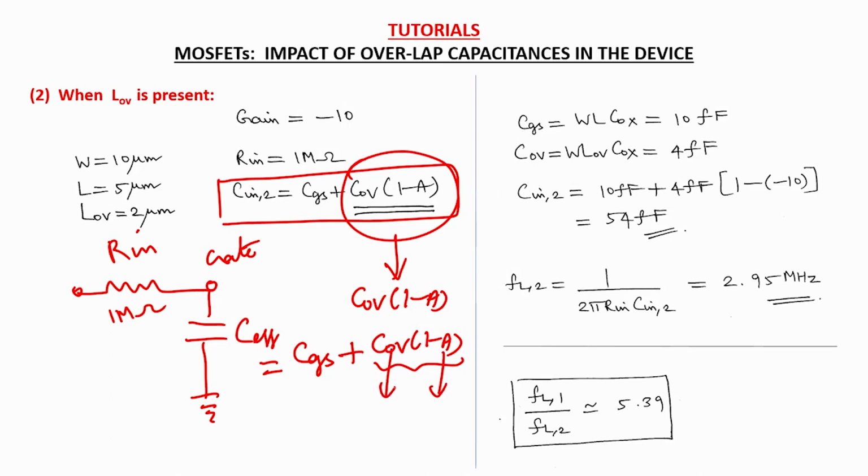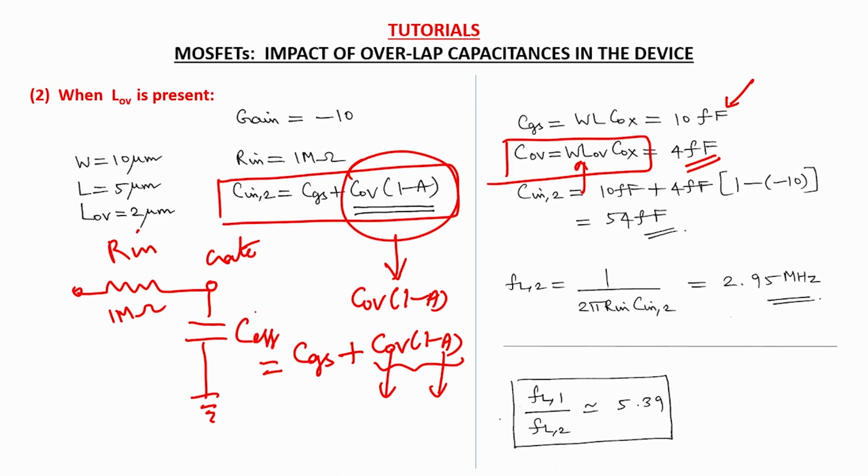And you have to find what is COV, which is nothing but only the overlap length to be considered for calculating the COV capacitance. So it is W into LOV into Cox, which is nothing but 4 femtofarad, and again CGS is 10 femtofarads here. And so what is the effective capacitance at the input?